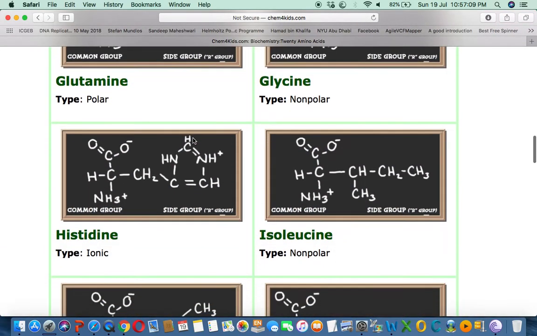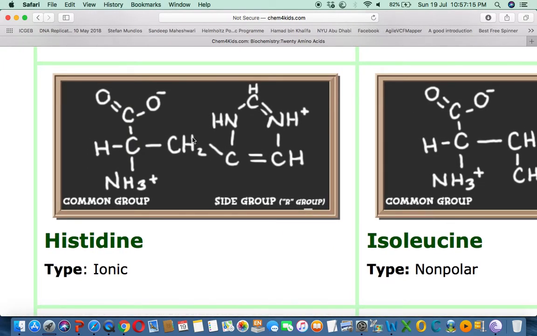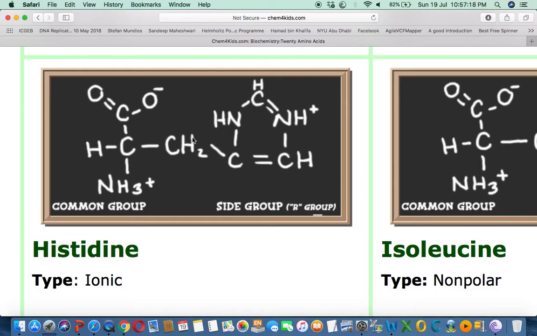Another unique amino acid is histidine. The unique thing about histidine is that its side group is amphoteric. The side group displays dual behavior. It acts as an acid as well as a base under different conditions. So the side group of histidine is amphoteric in nature.